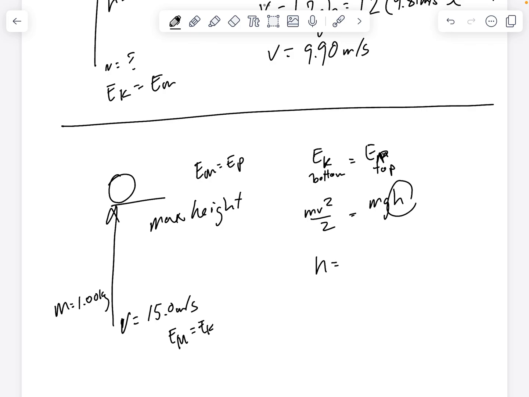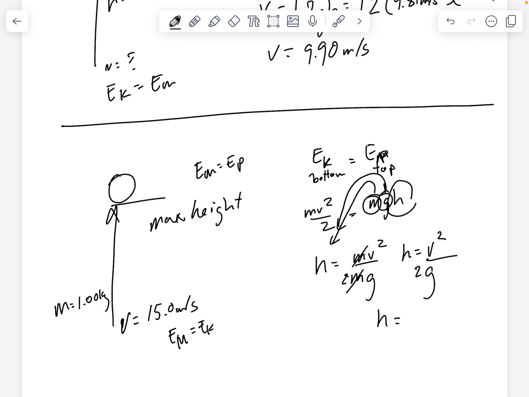So h is going to be equal to, I'm going to take my m over here, and I get mv squared over m, and then my g also goes down. And so I've got 2mg here, right? Because to cross the equal sign, my mass is going to go to the denominator, and my gravity is going to go to the denominator. Now my masses cancel out, and the height is going to be v squared over g. Oh, over 2g. Sorry, we had our 2 here. So v squared over 2g.